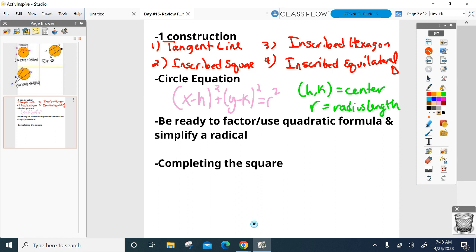And you ready now? Completing the circle, aka completing the square. Let's go to number 10 in your review then. We'll do number 10 in the review.